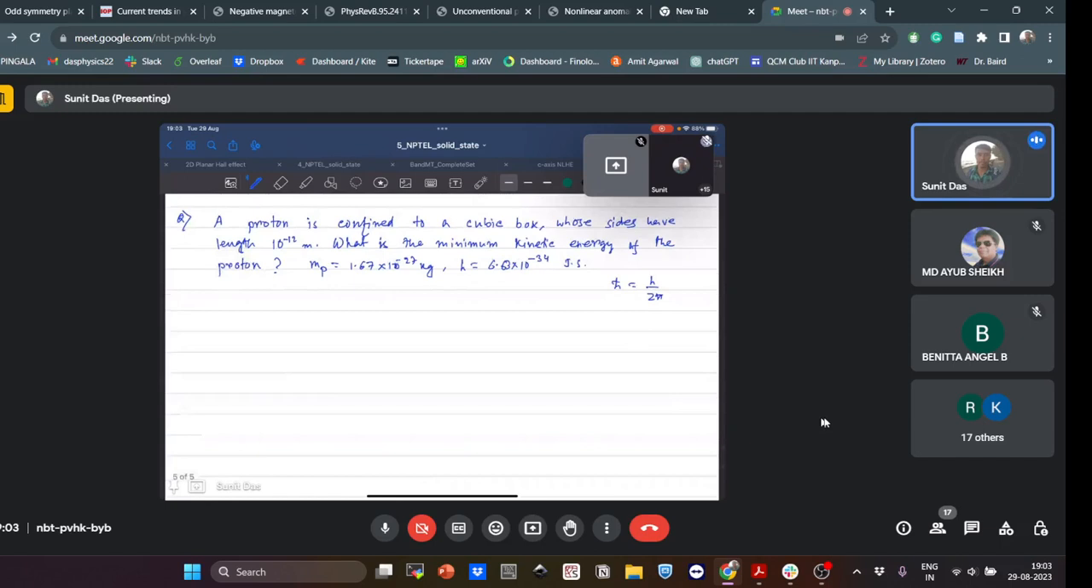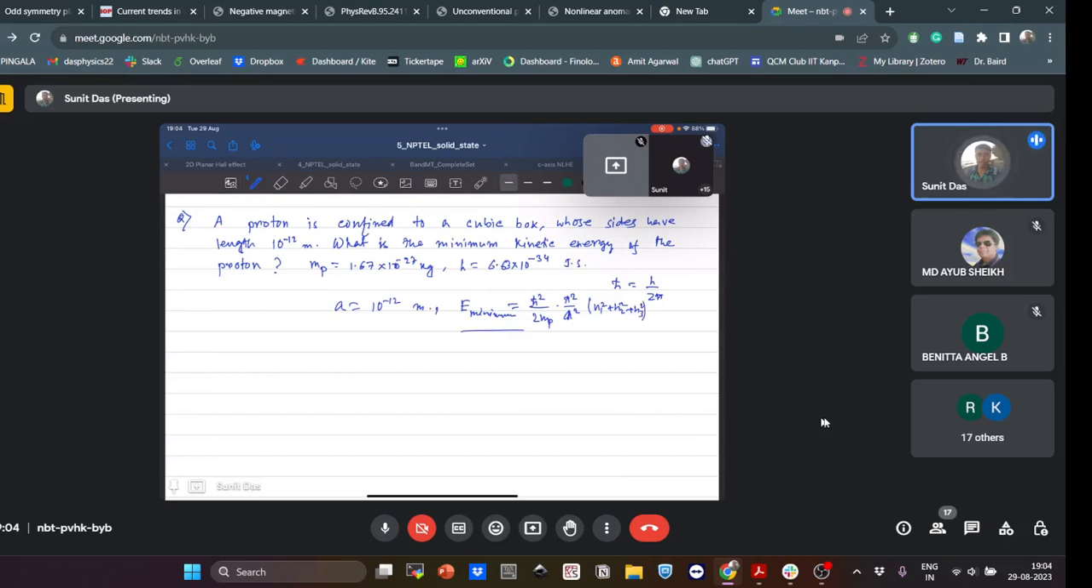So a proton is confined to a cubic box whose sides have length L or a, 10^-12 meter given. What is the minimum kinetic energy? Given m_p and h bar. So again the formula is h bar square by 2 m_p times pi square by a square, times (n1 square plus n2 square plus n3 square).